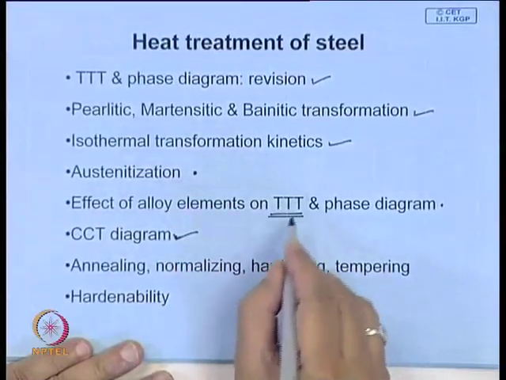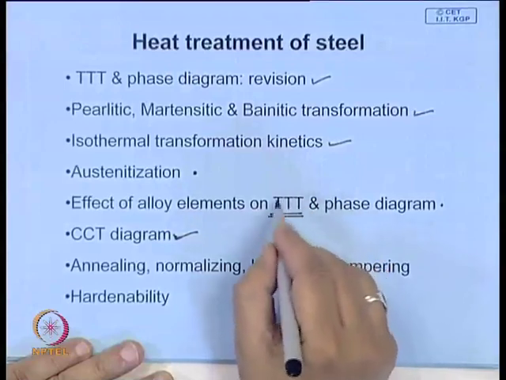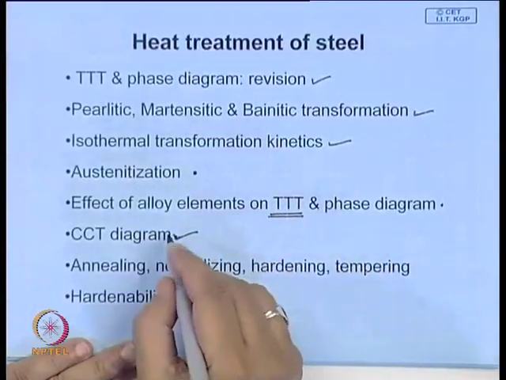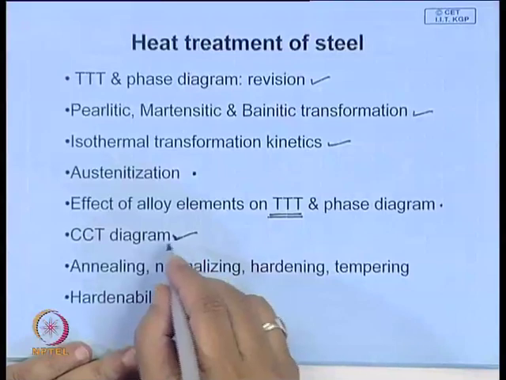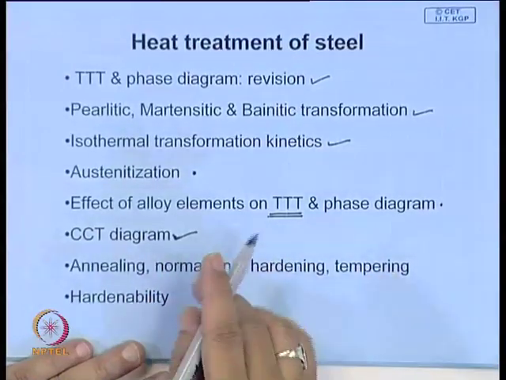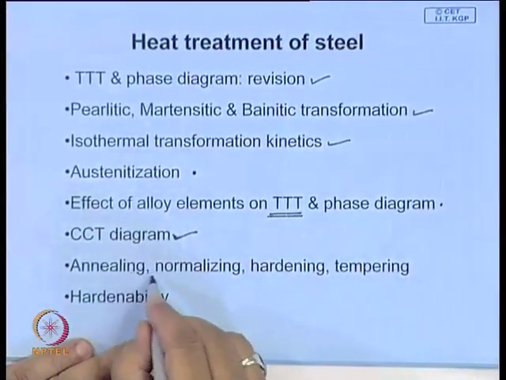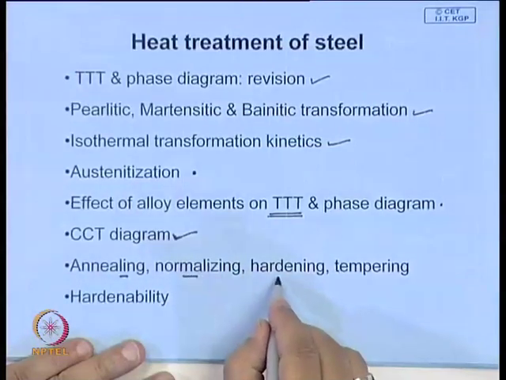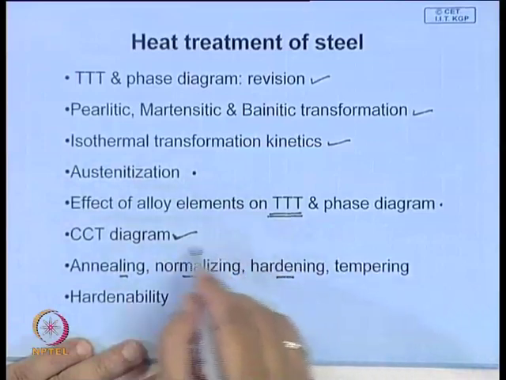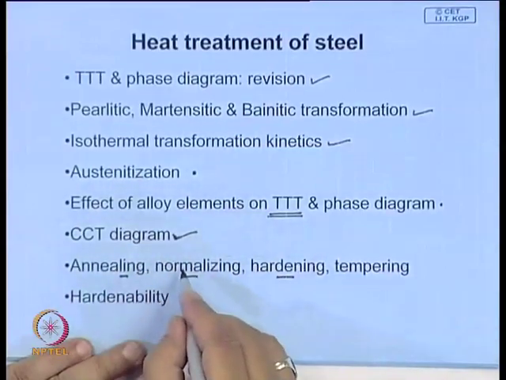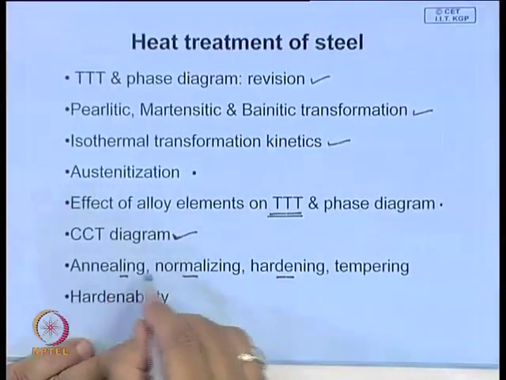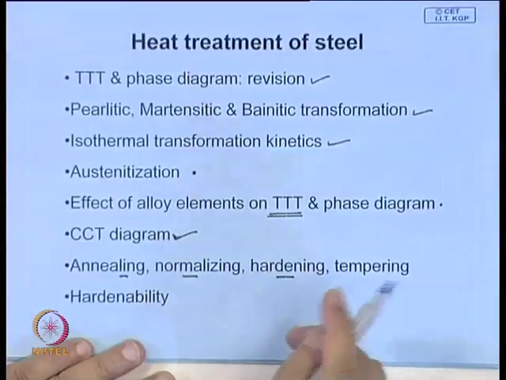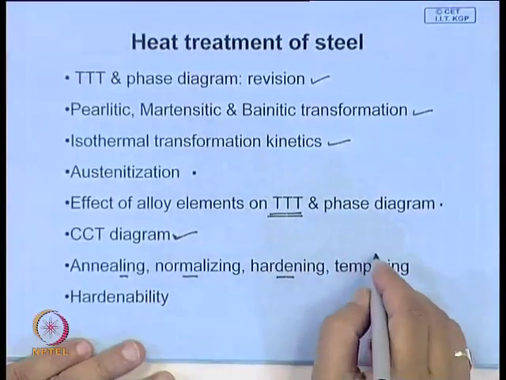The TTT diagram is an isothermal diagram, and it cannot be used to predict the microstructure in material which you get in all conventional heat treatment, where you use continuous cooling, like annealing, normalizing or hardening. Here, where the main transformation takes place, it is a function of cooling rate, and the job is cooled continuously. We have also looked at tempering.